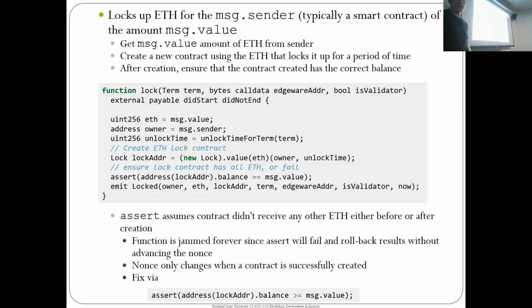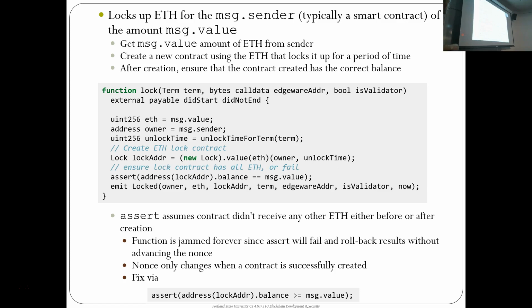Okay, so here is the code for doing the lock. It basically looks up the ETH in message.sender. So it's getting the amount of ether being sent. It's getting the owner of it. And then based on a lock time term, it's creating a new lock contract with that amount of money, with this owner address and an unlock time.